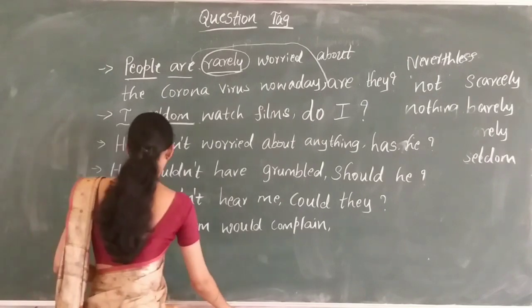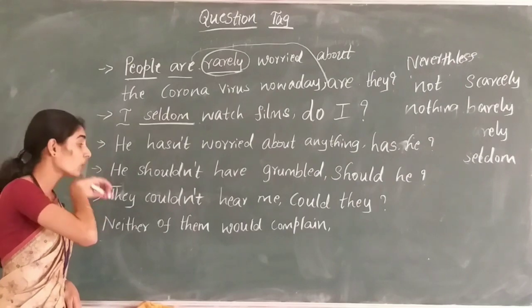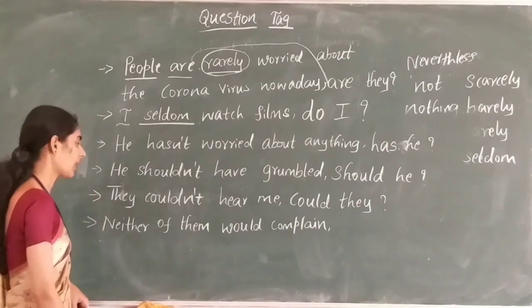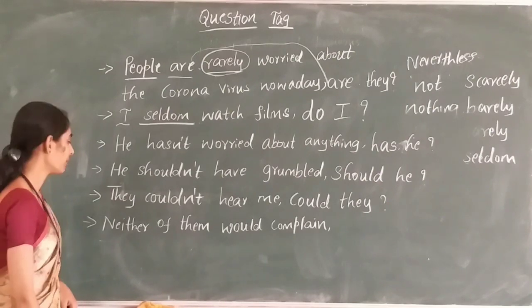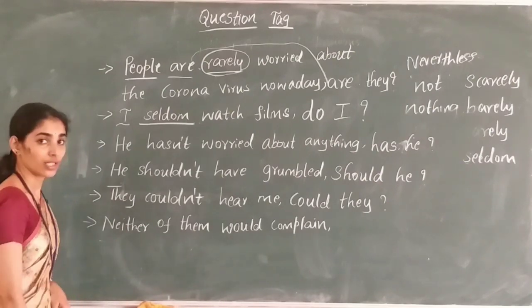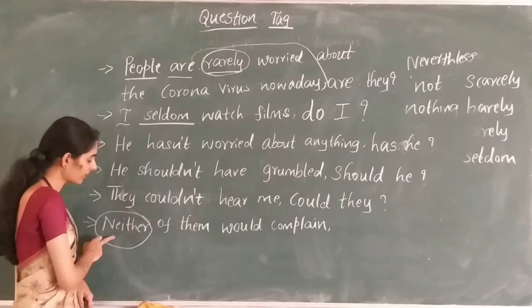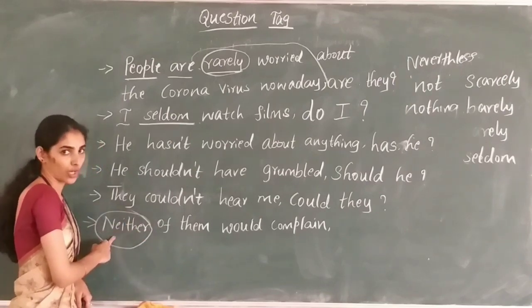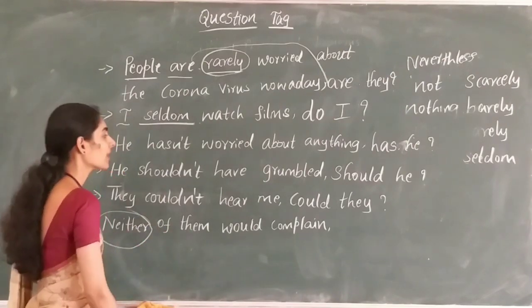So now look at the next one. Neither of them would complain. Again, is the sentence negative or positive? Find out or analyze it. This is negative. Why? Because we have neither. Again, this is a semi-negative word, which means the sentence is negative. So the tag must be positive.